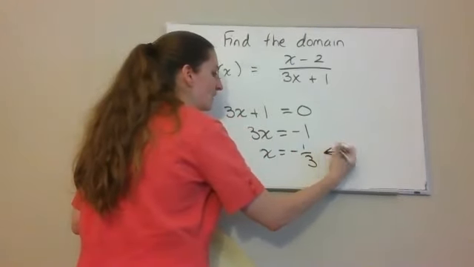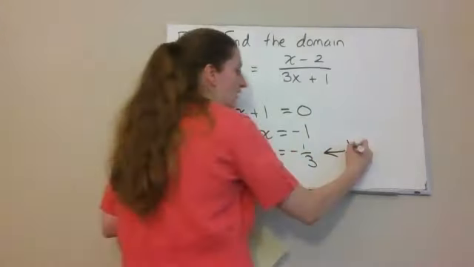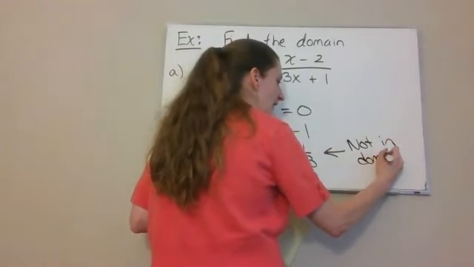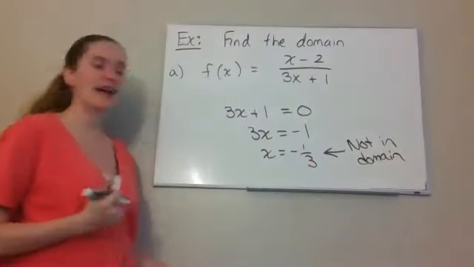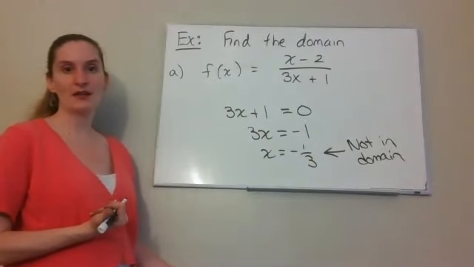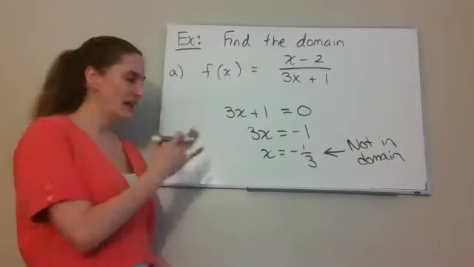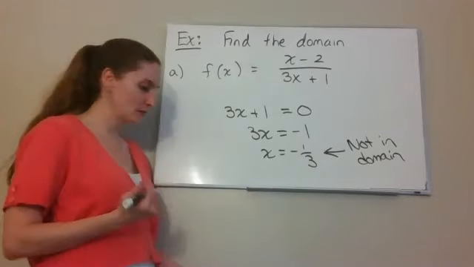Now, the only thing that's kind of tricky about using this technique is when you solve that equation, the answer you get to that equation is a value that is not in the domain. Your domain is actually every single other number except for negative 1/3.